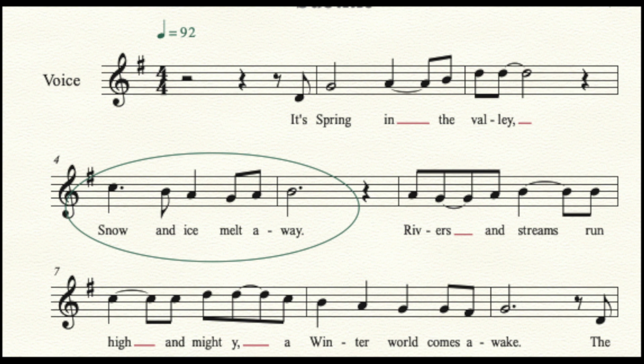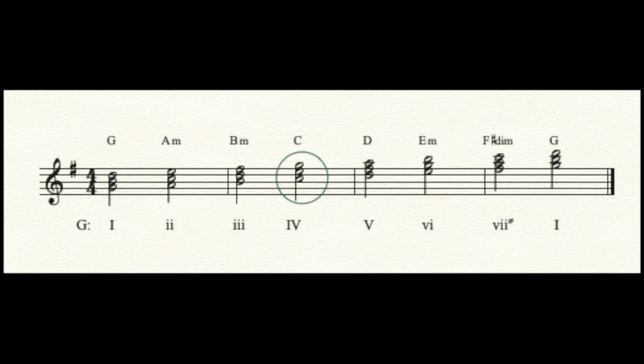Now, I know that a good chord progression in this style of music would have 1 chords, 4 chords, and 5 chords. We've already made that discussion. And the 4 chord in this key is the chord C, C-E-G. So that's a good choice for that note on the word snow, because it's a C.